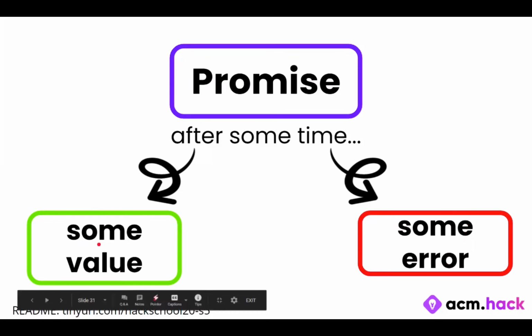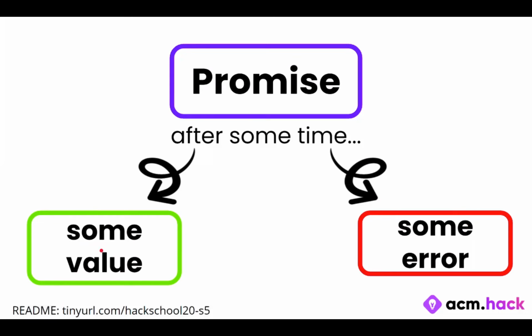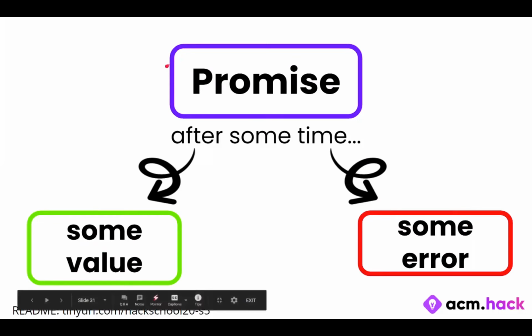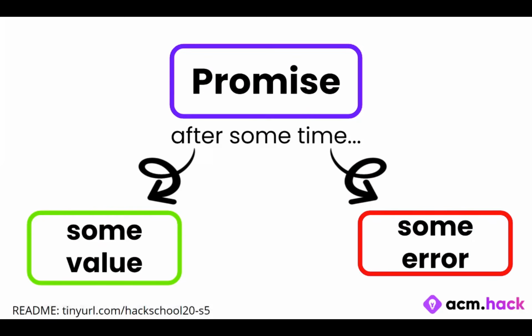So this some value is our fulfilled state. The red, some error, is our rejected state. The purple is our pending state. It still seems kind of abstract, right? So let's try to get into an example.